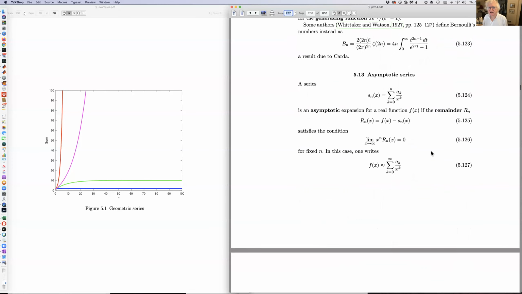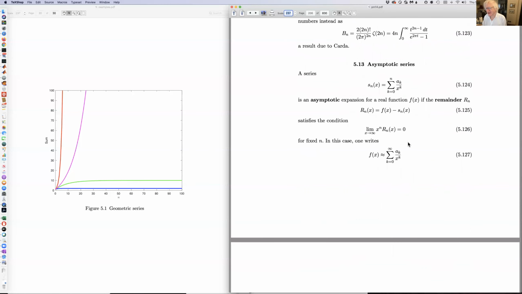Anyway, asymptotic series. This is a trickier concept, and it's kind of vague, in my mind at least. So suppose we have a partial sum like this. The nth partial sum is a sum up to n of a_k over x to the k. And we can think of this as an asymptotic expansion for a real function. And when is this a decent expansion?